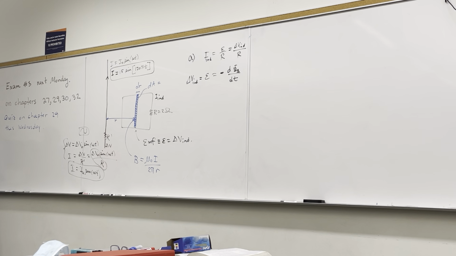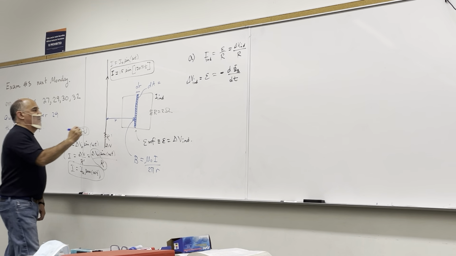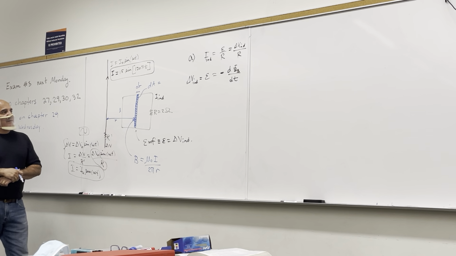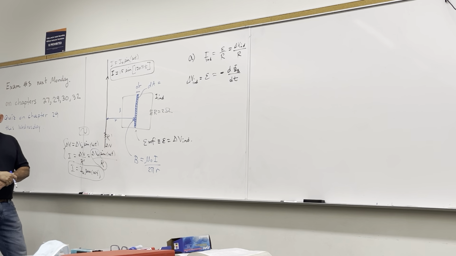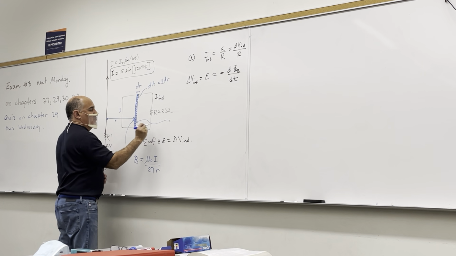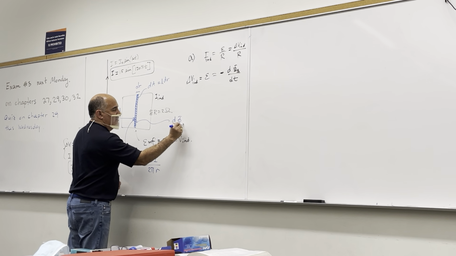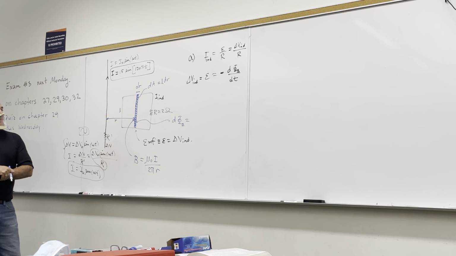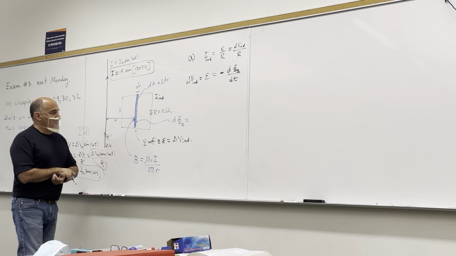Did they give us the length of that thing? They called it 8 centimeters. How about we call this L. What is the area of that strip? L dr, right? So what will be the magnetic flux through that strip? It's called d phi. What's the magnetic flux through that strip? What would it be? Mu naught I over 2 pi r times L dr.